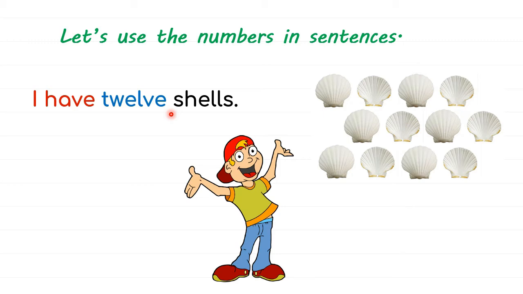Here we can spell 12 or we can say I have 12 shells. Kita boleh ejek ataupun pakai nombor. Both of these are correct. Dua-dua adalah betul. Remember, I have. Ingat lagi, I have. Untuk I, kita kena pakai have ataupun maksudnya ada ataupun memiliki. Here, we say I have 12 shells, which means saya ada 12 cangkerang.